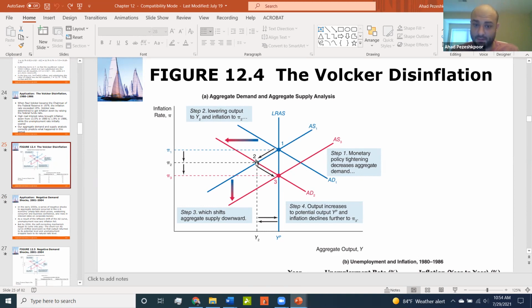Then what happens? In the supply, the supply shifted down. After the demand, then the supply. In reality, this happens simultaneously. They happen together, but this is just for us to better understand it. Aggregate supply is the same curve. Let me use my tablet. This is not really an easy thing to understand.